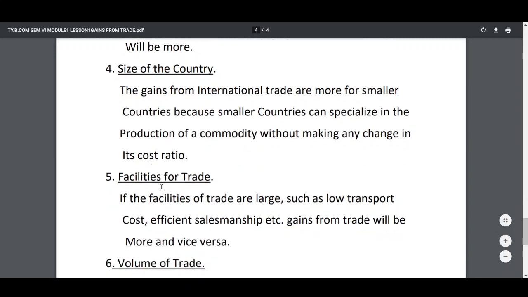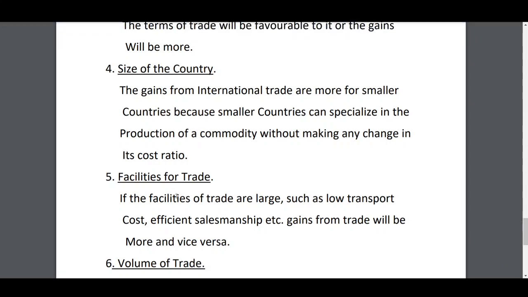Okay, next one, facilities for trade. Fifth factor, facilities for trade. If the facilities of trade are large, facilities meaning such as low transport cost, efficient salesmanship, etc., the gains from trade will be more, and vice versa. If the facilities are less, then the gains will be less. If the facilities are more, then the gains will be more.